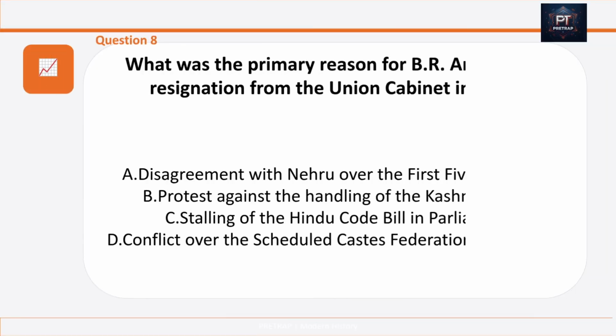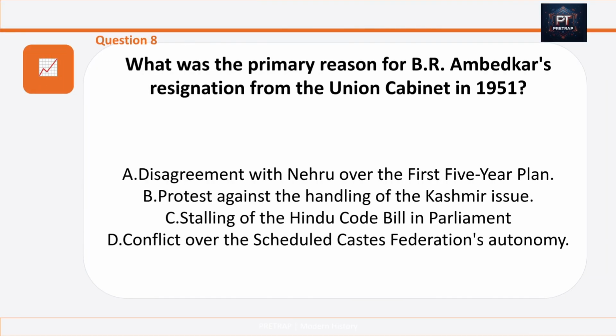Question number 8 is what was the primary reason for B.R. Ambedkar's resignation from the Union Cabinet in 1951? Option A, disagreement with Nehru over the first 5-year plan. Option B, protest against the handling of the Kashmir issue. Option C, stalling of the Hindu Code Bill in Parliament. Option D, conflict over the Scheduled Caste Federation autonomy.